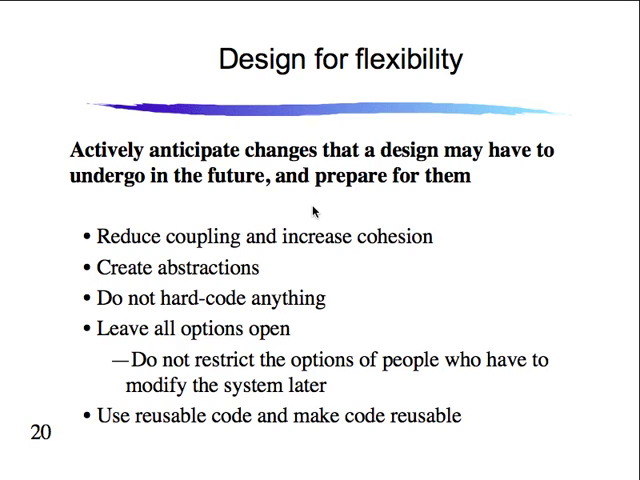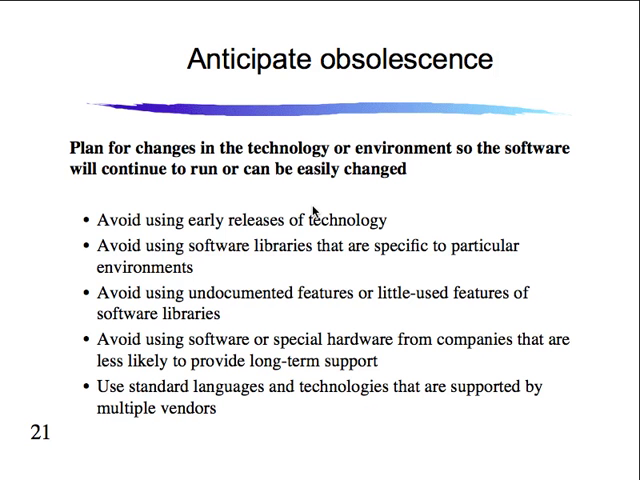Reducing coupling, increasing cohesion, creating abstractions, not hard coding anything, leaving all the options open, creating parameters, not restricting the options of people who have to modify the system later, and using reusable code and making code reusable. Here's a good one you're all going to like: anticipating obsolescence. It's going to be obsolete.